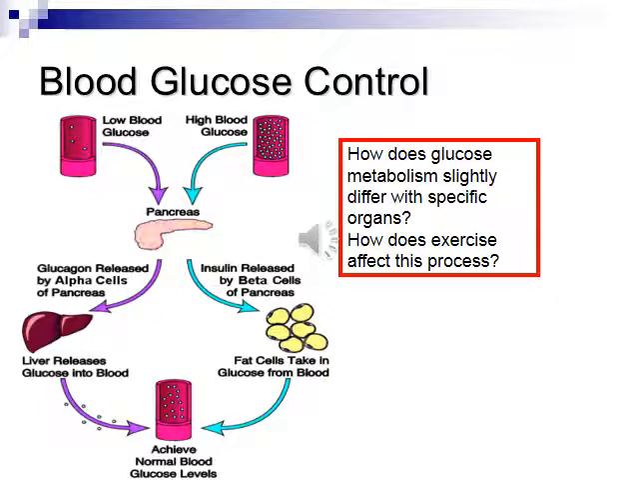So as a part of the discussion board for this topic, there are two questions posed on here. How does glucose metabolism slightly differ with the specific organs? So looking at low and high blood glucose, what do the organs involved do? And it's pretty much spelled out for you on here anyway. And then, how does exercise affect this process? In other words, how does exercise affect the control of blood glucose? And for that, again, you can utilize your textbook in your response.